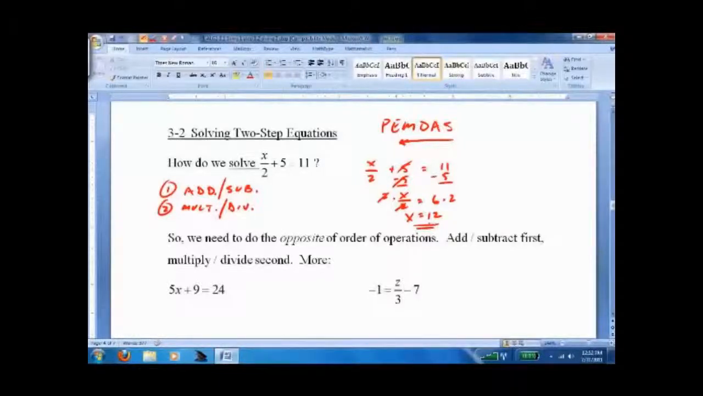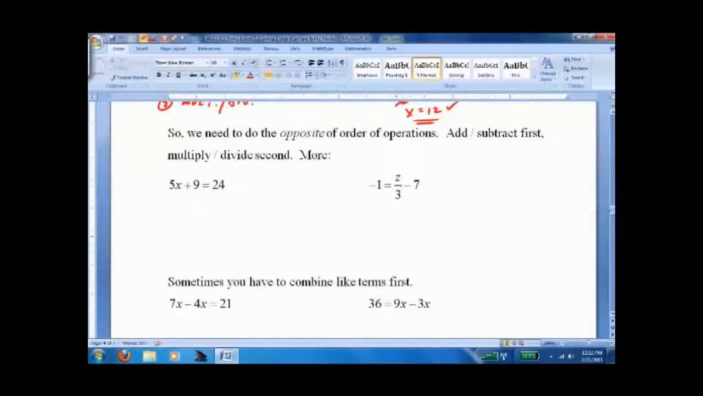Not done, and now it becomes more important to check because you have 2 steps, so it's easier to make a mistake somewhere along the line. 12 over 2 is 6, plus 5 is 11. Checks. And as I just said, it's the opposite of the order of operations, but it just doesn't always apply with the parentheses. Sometimes you want to get rid of the parentheses first. We'll get to that later.